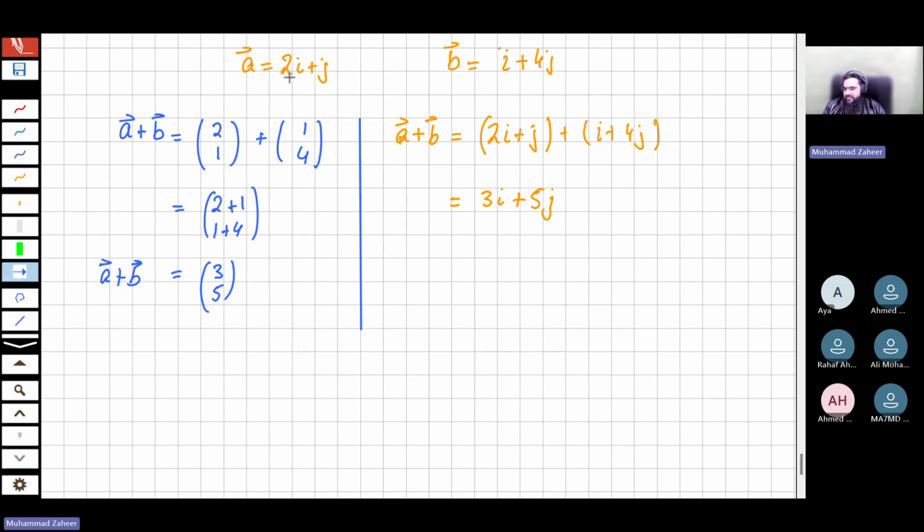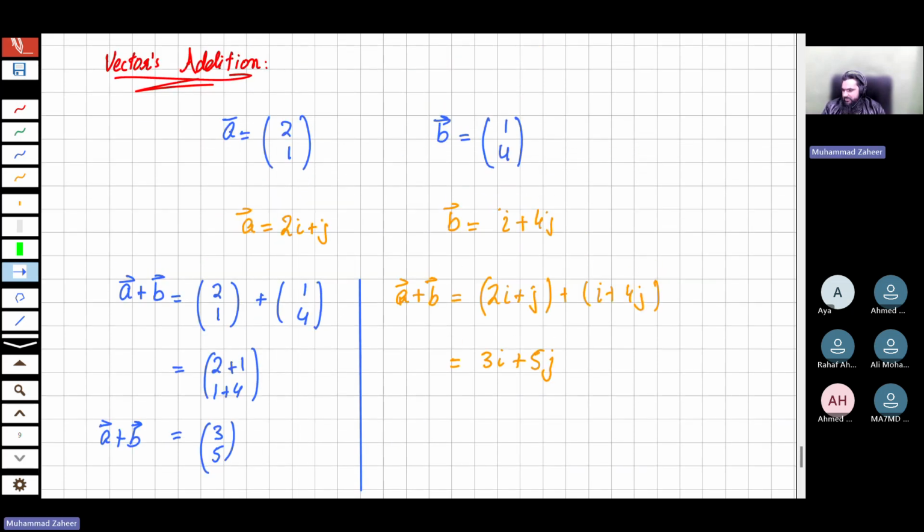For example, if we are going to talk about the visual of this one, we have vector A, which is basically 2 on the x-axis, 1 on the y-axis. So this is the vector A. This is 1 on the x-axis, 1, 2, 3, 4 on the y-axis. So this is the vector B.